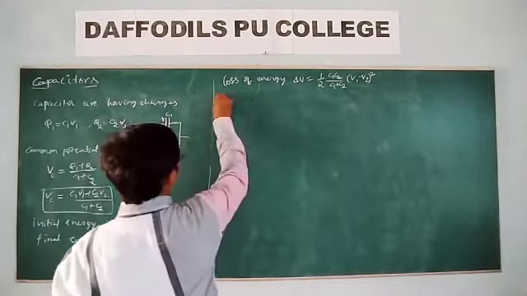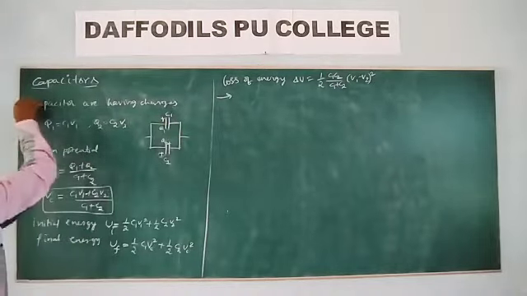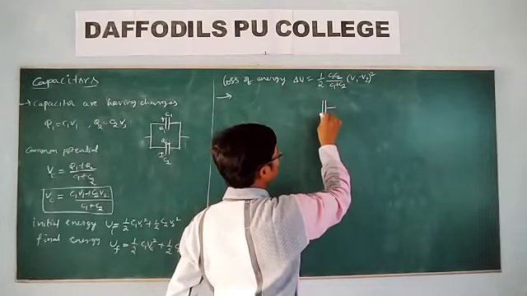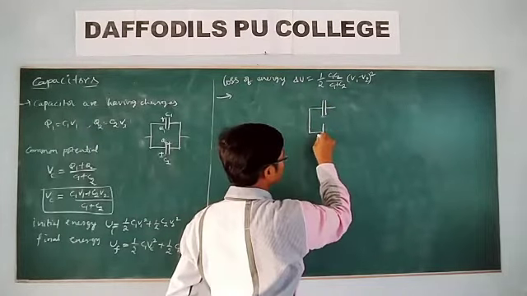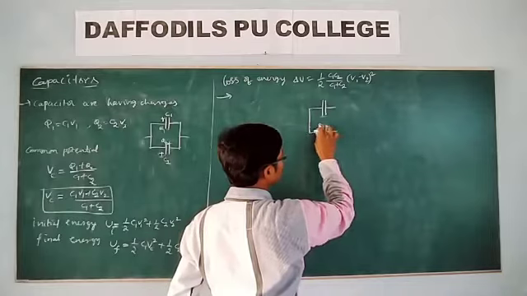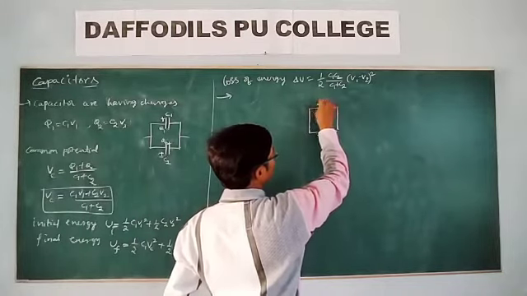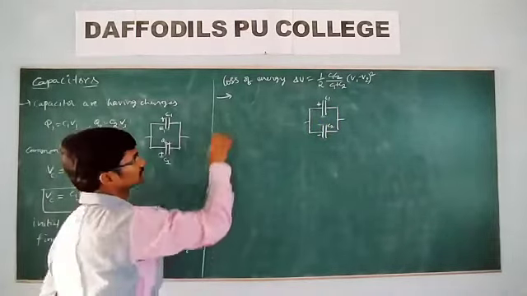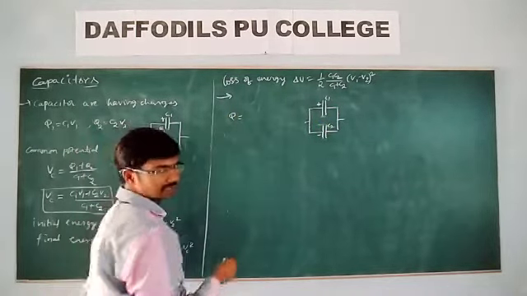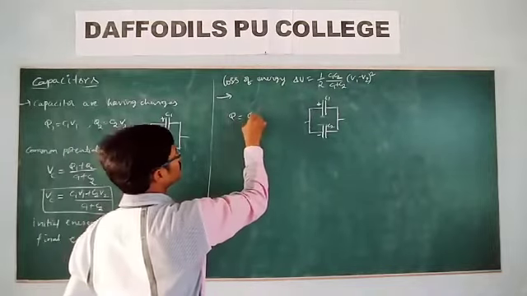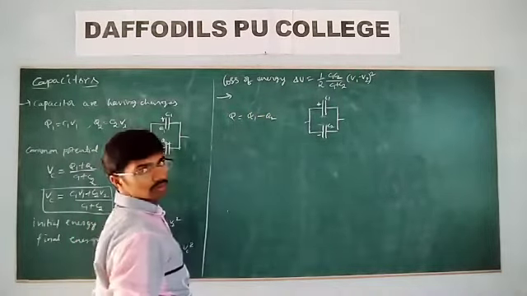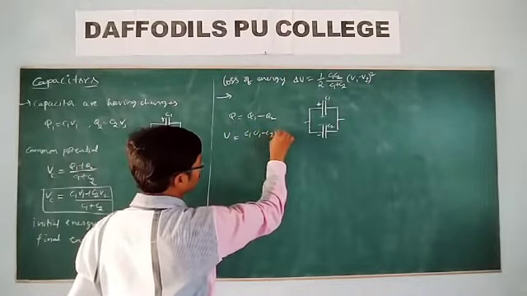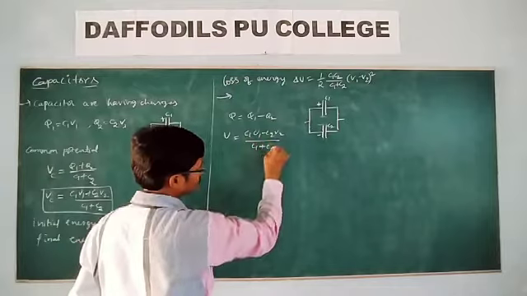Similarly, if the combination is not like this, but the positive terminal of one capacitor is connected to the negative terminal of the other, here plus C1, C2. In this case, what is the common potential? Q is equal to Q1 minus Q2, because of charging and discharging. So what is our common potential? C1 V1 minus C2 V2 by C1 plus C2.